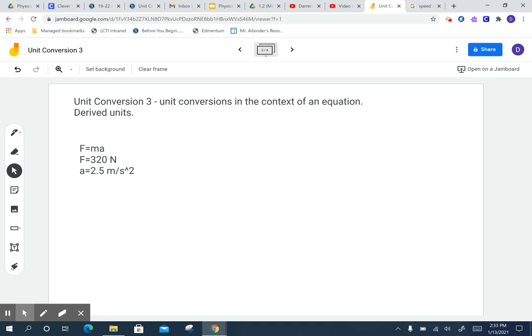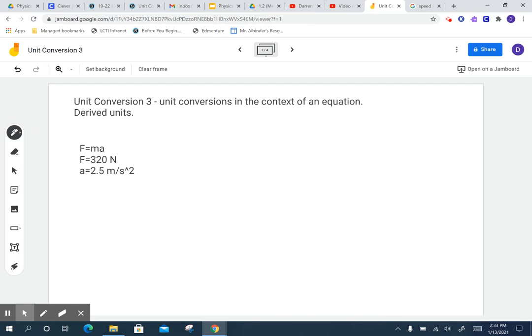Here, we're going to go a little bit beyond what we've been doing, and we're going to do these conversions in the context of an equation. And I'm going to show you what derived units means. First of all, let's look here. Force equals mass times acceleration. It's one of Newton's laws. I think it's the second law, but I'm not sure.